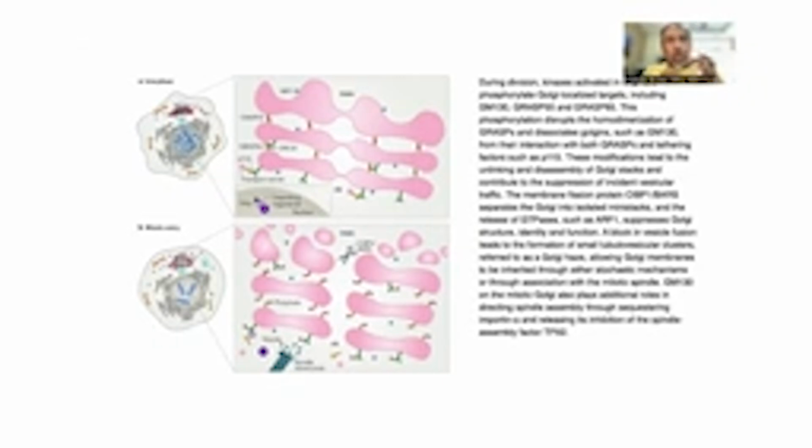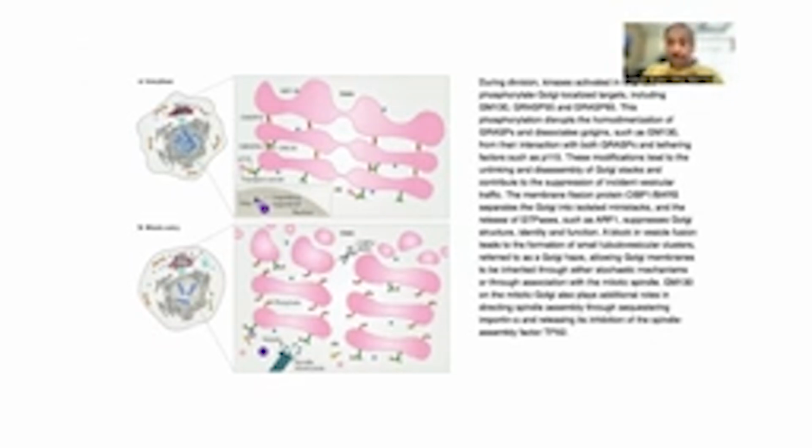These are all proteins that are vital to keeping the architecture of the Golgi. These are structural proteins. The phosphorylation disrupts the homodimerization of GRASPs and dissociates Golgins such as GM130 from their interaction with both GRASPs and tethering factors such as P115.